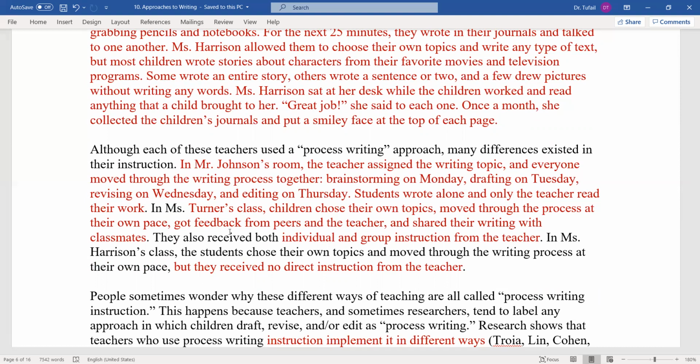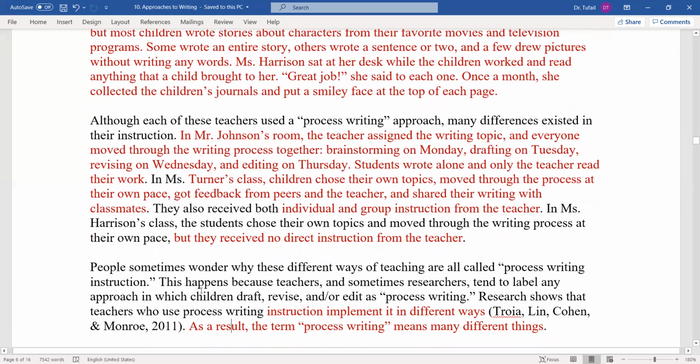They also received both individual and group instruction from the teacher. In Miss Harrison's class, the students chose their own topics and moved through the writing process at their own pace, but they received no direct instruction from the teacher. So these are the three different models. First, choose your topic and write on. And second, choose your topic, get feedback from peers, and get feedback from the teacher.